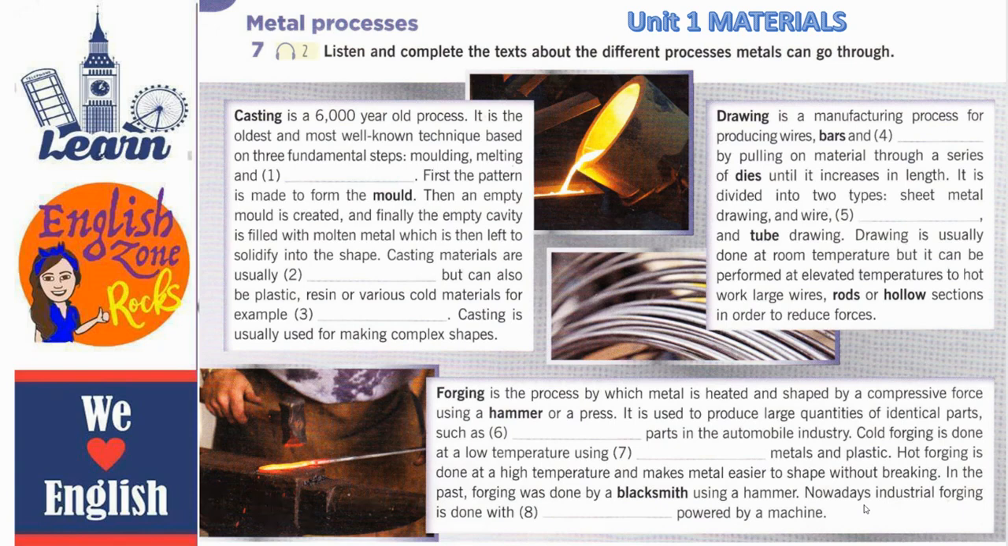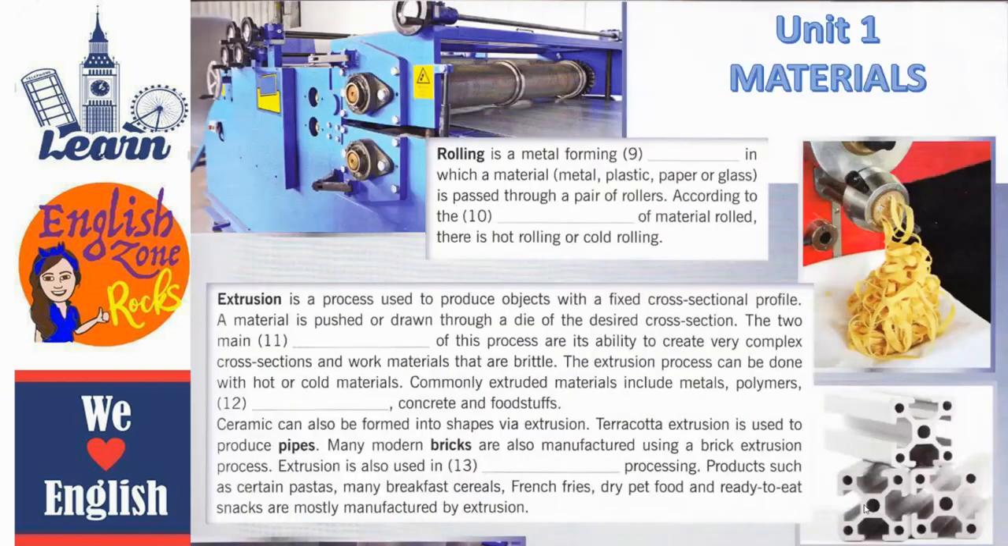In the past, forging was done by a blacksmith using a hammer. Nowadays, industrial forging is done with presses powered by a machine. Rolling is a metal forming process in which a material, metal, plastic, paper, or glass, is passed through a pair of rollers. According to the type of material rolled, there is hot rolling or cold rolling.